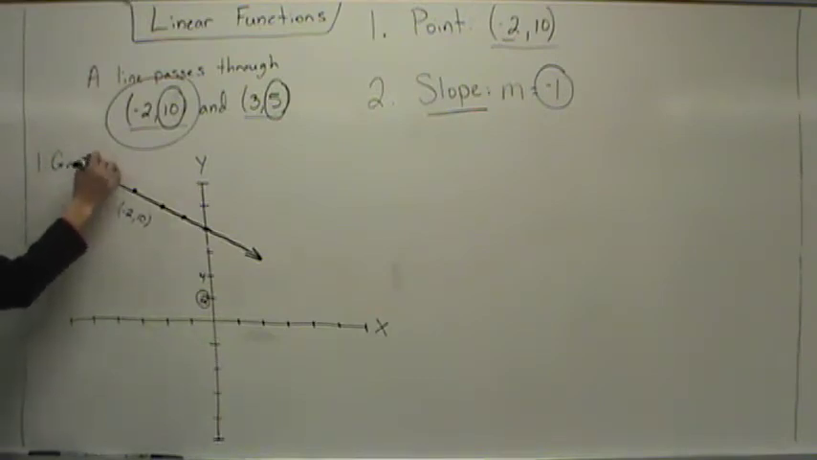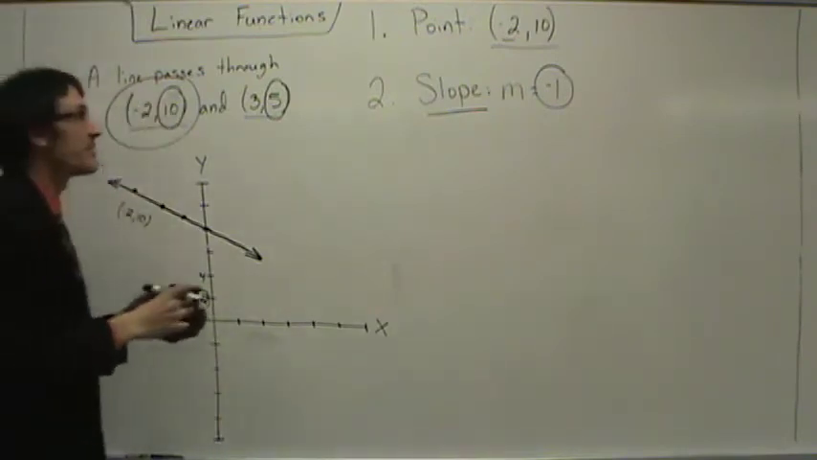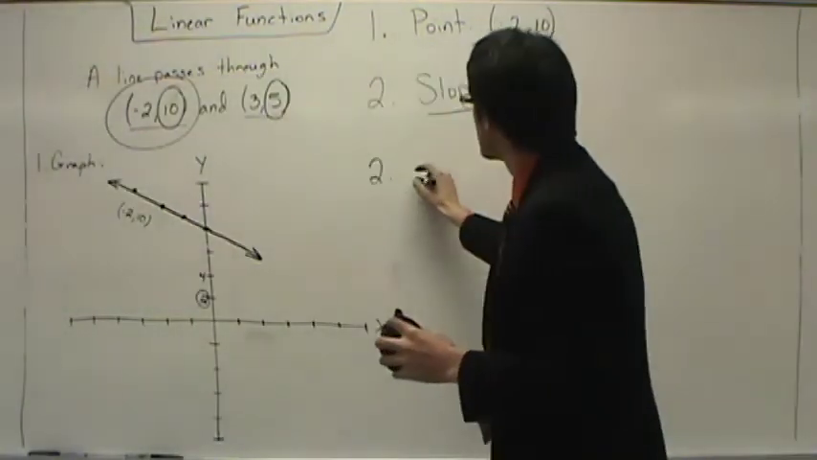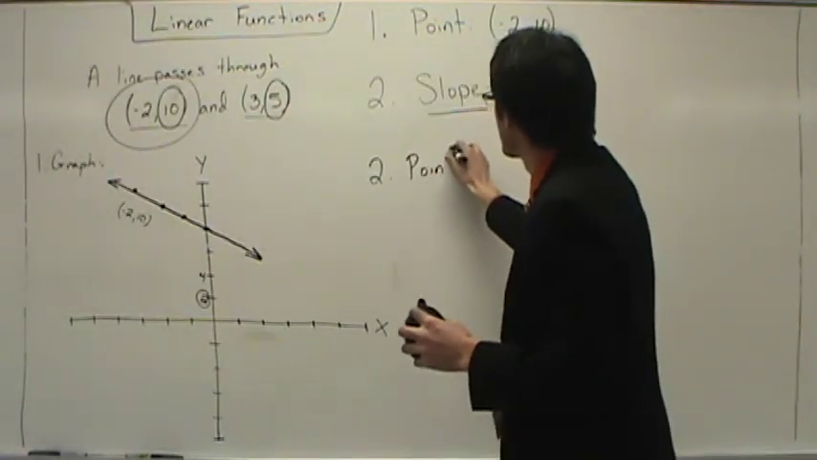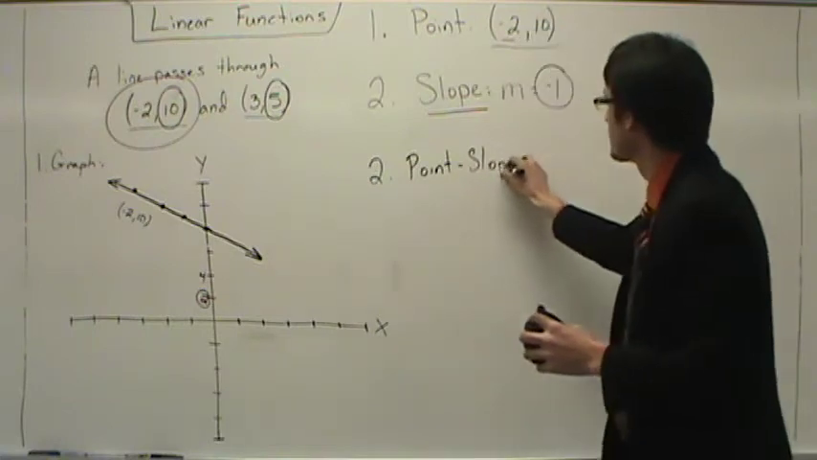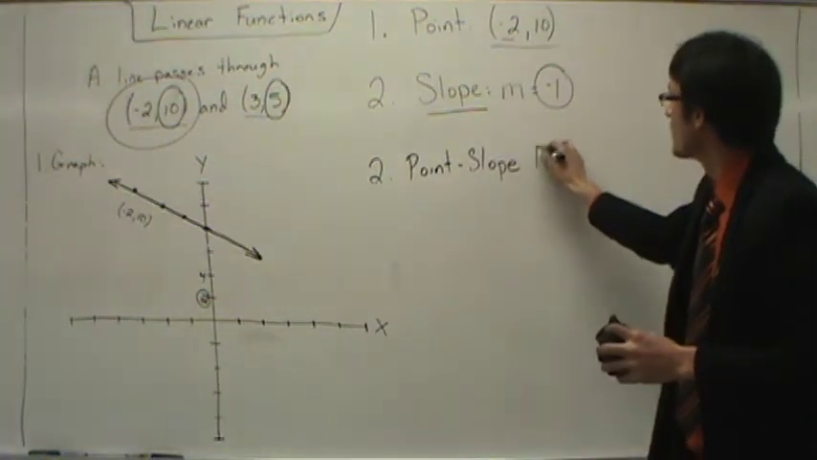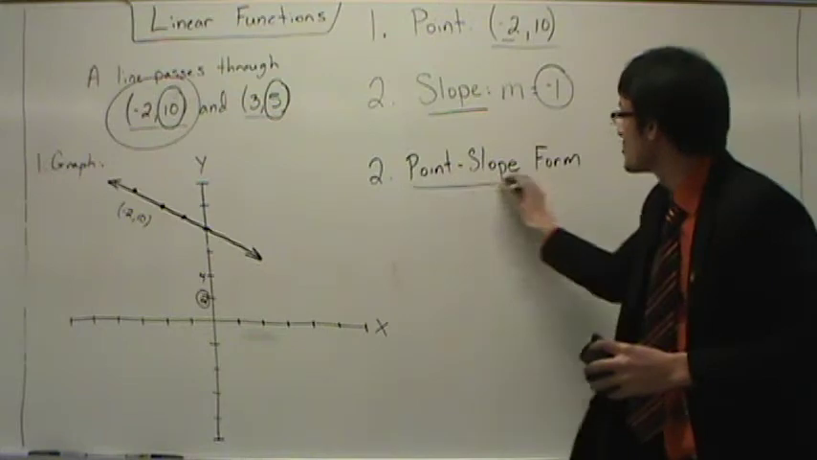Same types of problems tonight. Okay, just a little bit different given information. Step 2 is to write your point-slope form of the equation of this line.